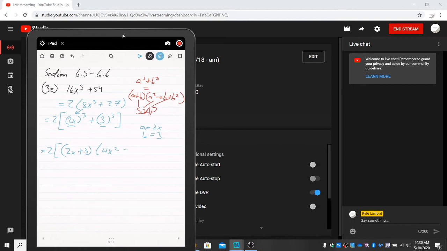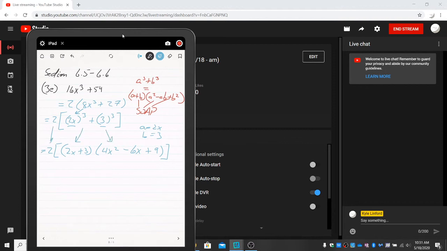Now let's multiply a and b. 2x times 3, that should just be a 6x. And then I'm going to add b squared. Well, b is 3, and 3 squared is 9. That is our final answer. This is the final factorization of the entire thing.